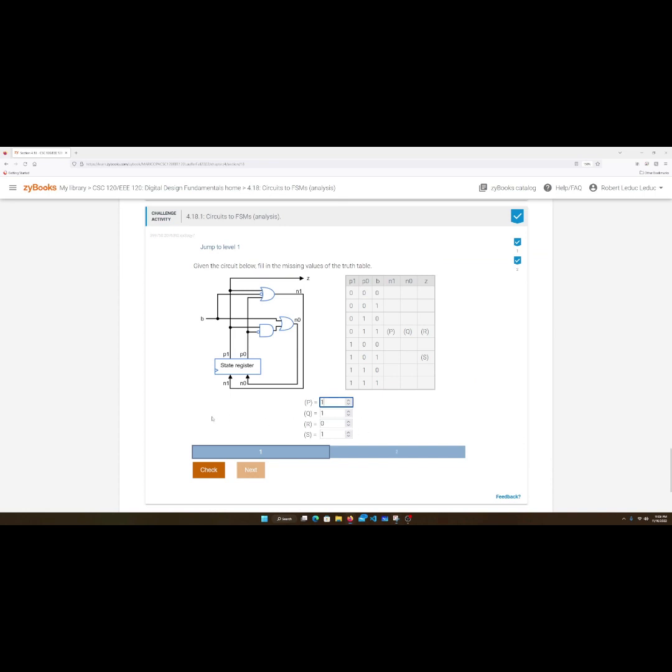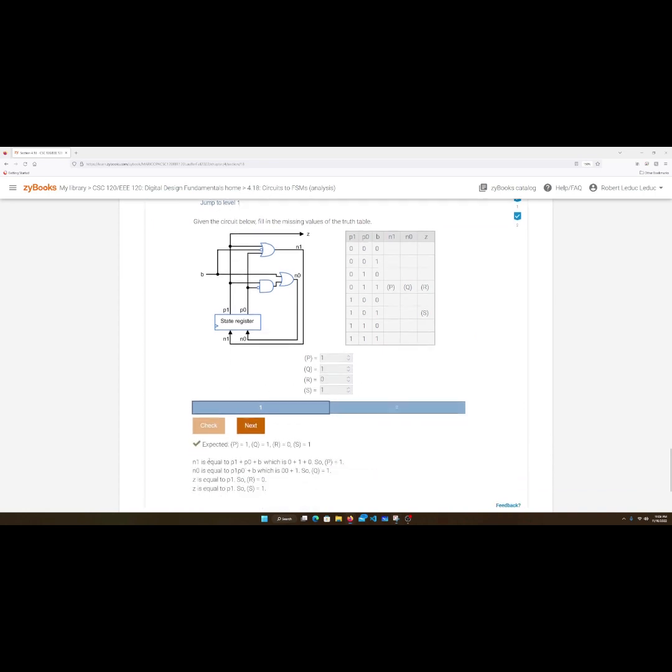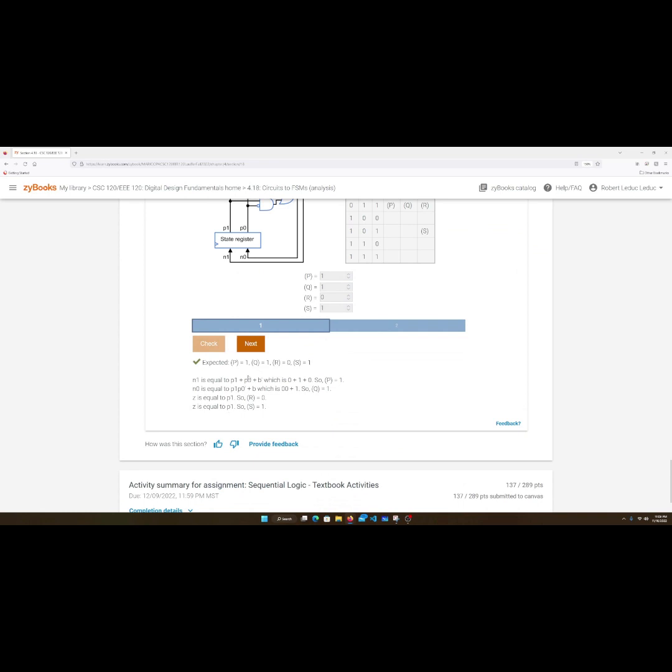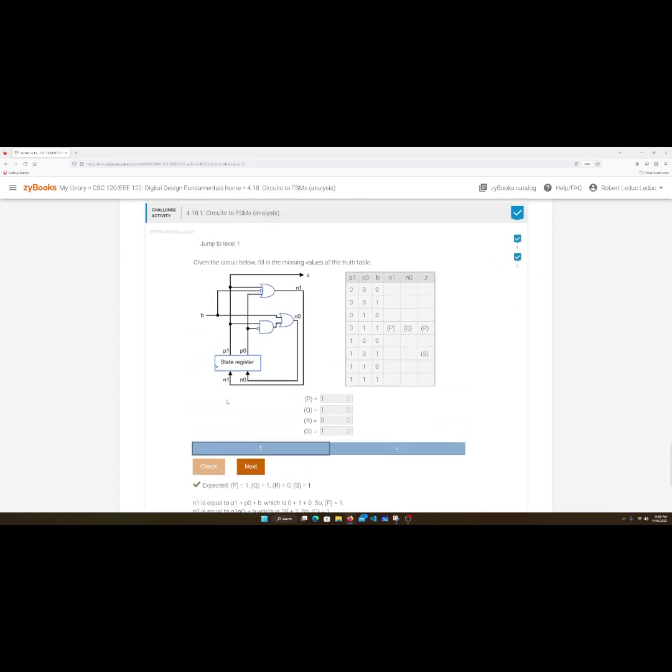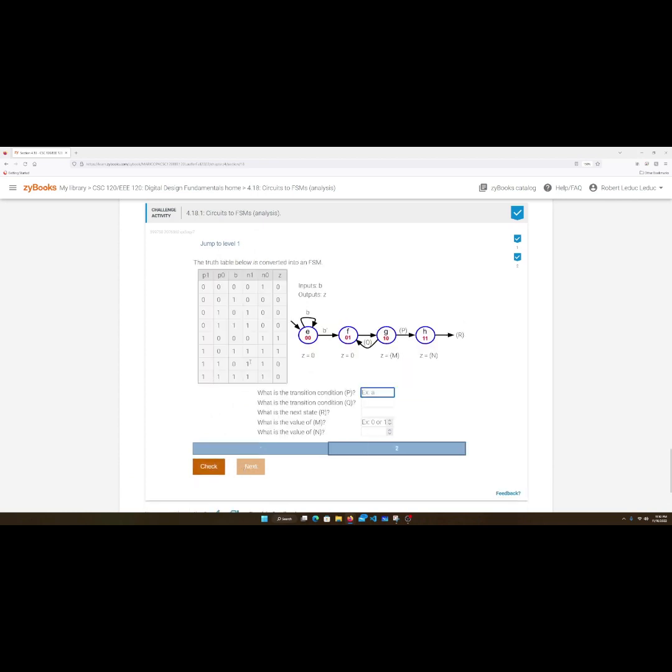All right, and then we will check our answers, and it says we got the right answer. So that's pretty good, that wasn't too bad. We'll go to the next part, and the next part's a little bit different. They give us a completed truth table, and it's partially converted into an FSM, and they're asking us to fill in the missing information.